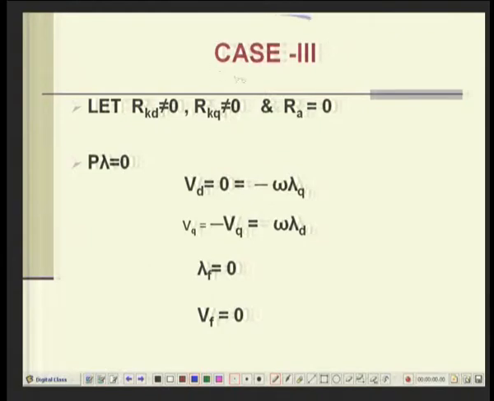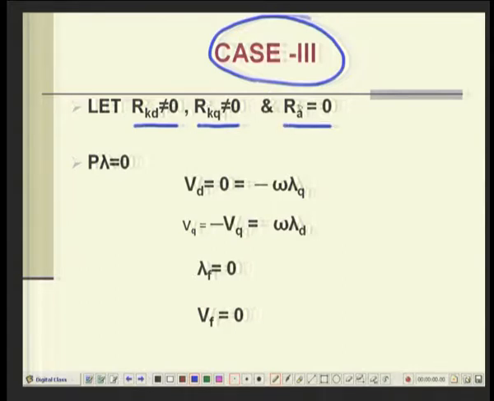Now let us take another case, where I start taking the effect of dampers into account. There is a fixed resistance in the damper windings, RKD and RKQ, but of course I neglect the armature resistance. And of course we neglect the transformer voltages.